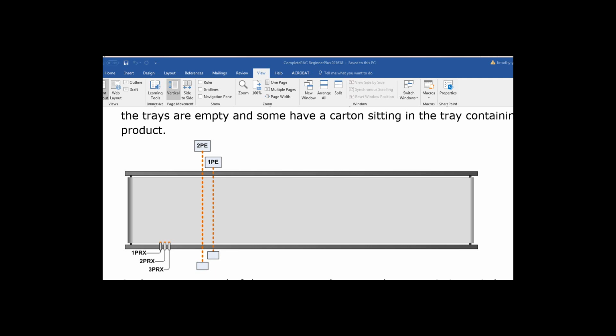And I realize this is a two-dimensional drawing, it's not 3D. So just to make sure that you are visualizing what I'm visualizing, at the entrance of the conveyor, there are two photo eyes. The entrance of the conveyor is to your left. Whatever is on the conveyor would go by those three proximity switches before it got to the photo eyes. So there is a relationship here between 1 PE, 2 PE, and those three prox switches.